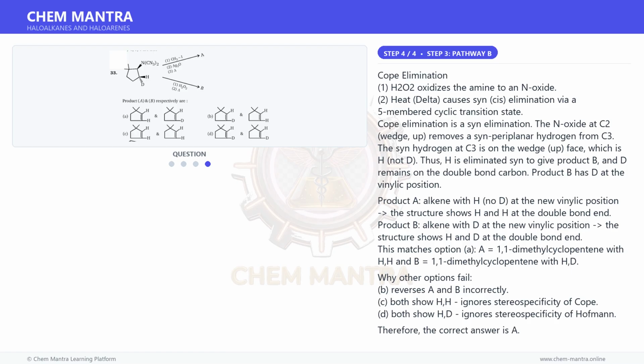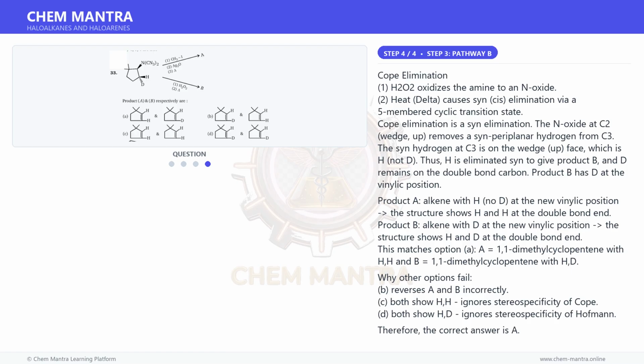Product A, alkene with H, no D, at the new vinylic position. The structure shows H and H at the double bond end. Product B, alkene with D at the new vinylic position. The structure shows H and D at the double bond end. This matches option A: A is 1,1-dimethylcyclopentene with H, H and B is 1,1-dimethylcyclopentene with H, D.